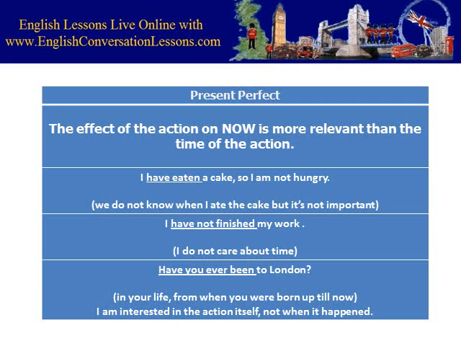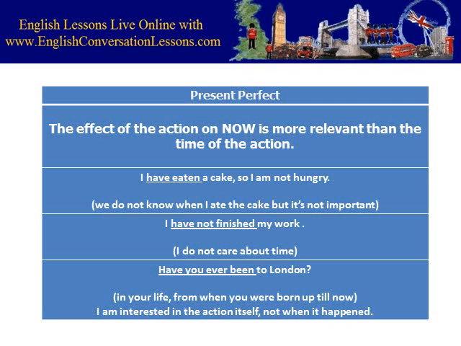Now, one thing about the present perfect that you should note is that when we use the present perfect, we are interested in the effect of the action on the now. So the effect of the action is more relevant, more important than the time of the action. I am interested in the effect, but not in the time. For example, I can say, I have eaten a cake, so I am not hungry. I am not hungry now, and the reason for that is because I have eaten a cake.